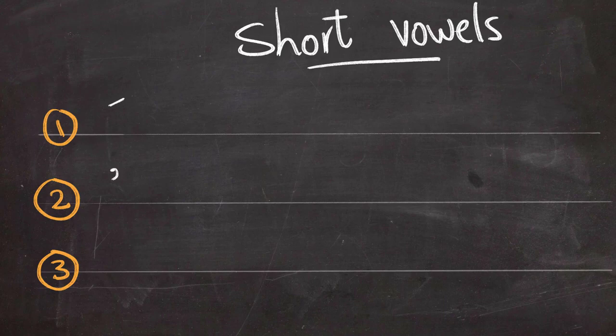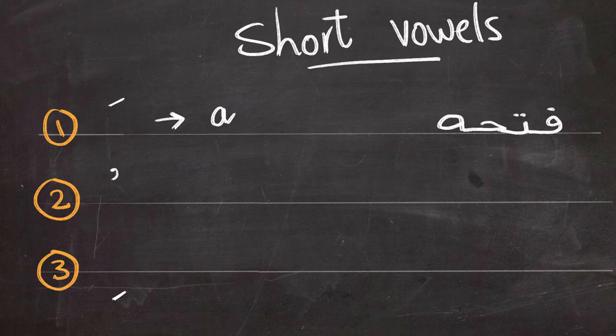Some are written on top of the letter and some are written underneath the letter. The first one we're going to learn today is this sign that you write on top of the letter, and it gives the sound of a. And the name of this symbol is called fatha. Fatha. This is how you write it in English.